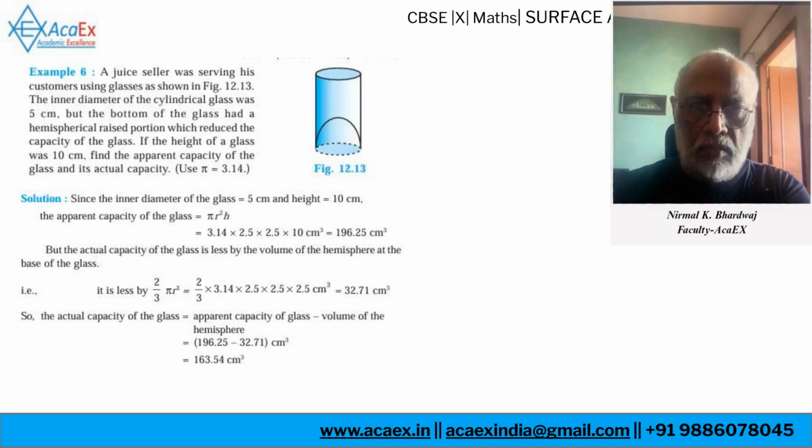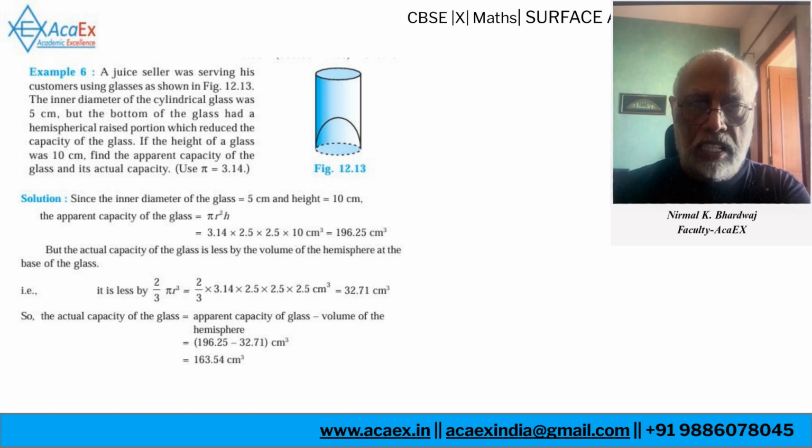The juice glass. A cylindrical glass has an inner diameter of 5 centimeters and a height of 10 centimeters. However, the bottom has a hemispherical raised portion, reducing its capacity. Let's find the apparent and actual capacity of the glass, using pi equals 3.14. The apparent capacity is the volume of the cylinder, given by pi times r squared times h. The calculation is 3.14 times 2.5 times 2.5 times 10, which equals 196.25 cubic centimeters.